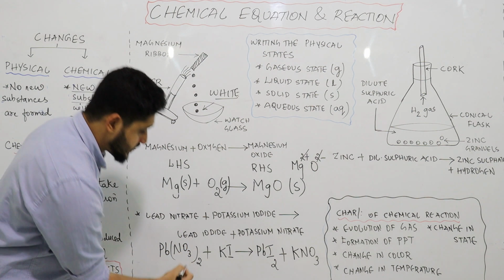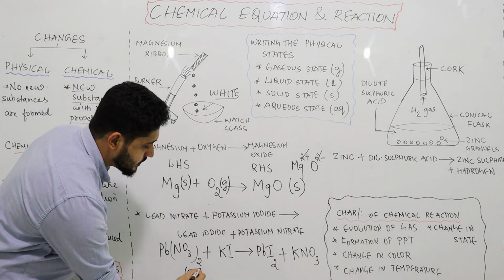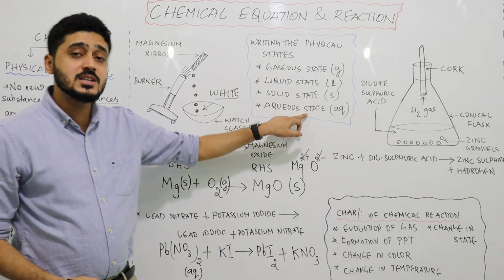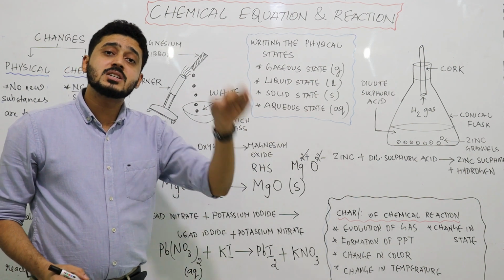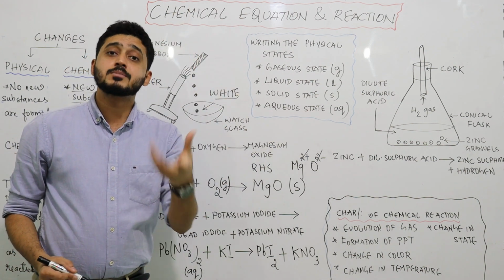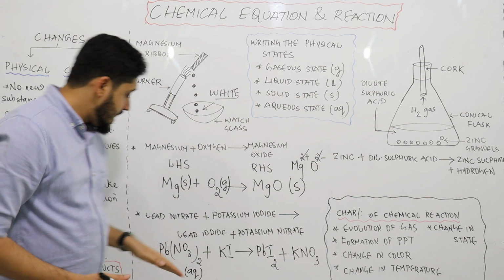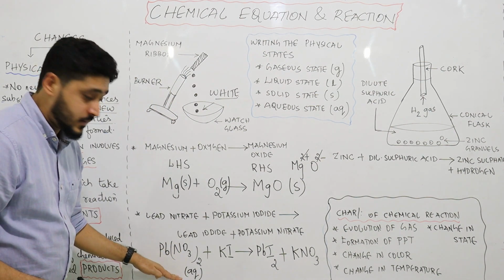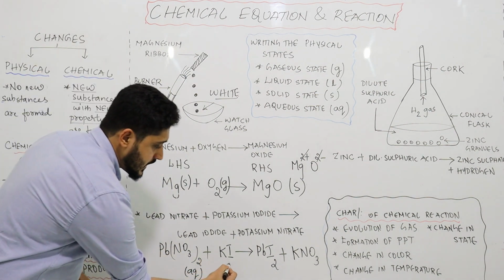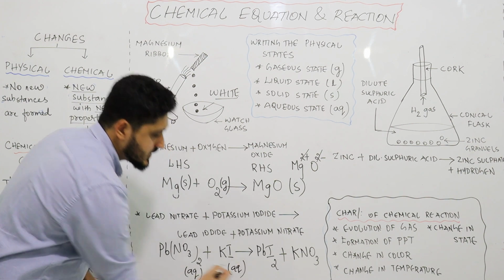So what do I have to write? This is an aqueous solution. Solution means aqueous. What is an aqueous state? Substances which are dissolved in water are known as aqueous state. So lead nitrate is aqueous. Again, the solution of potassium iodide is aqueous.